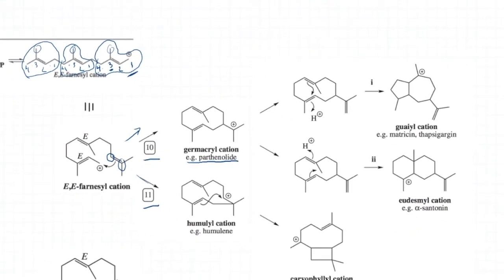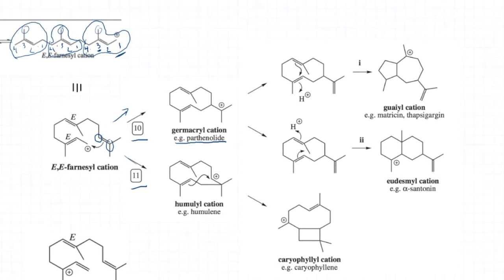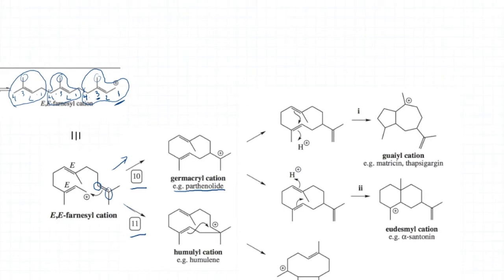So once you have the germacryl cation, there's a couple different things it can do. As you can see, you're going to start to form different other ring structures. So you're going to either form a 7-5 or a 6-6. And it's the same thing. You form the 5 if you cyclize from this position, because then you'll form this one. So 1, 2, 3, 4, 5. And then if you cyclize here, it'll be 1, 2, 3, 4, 5, 6.